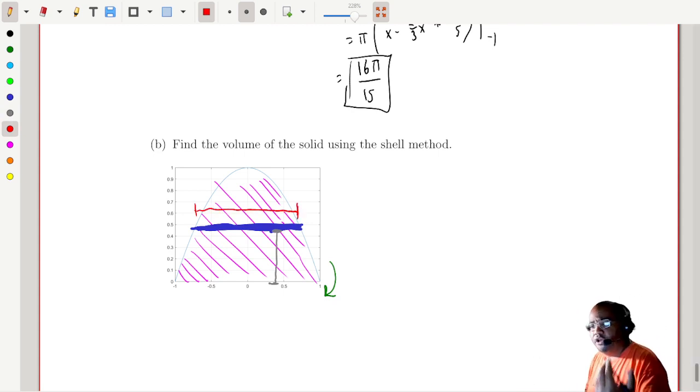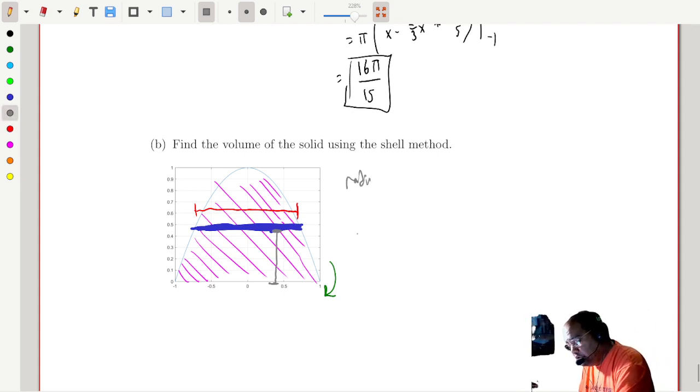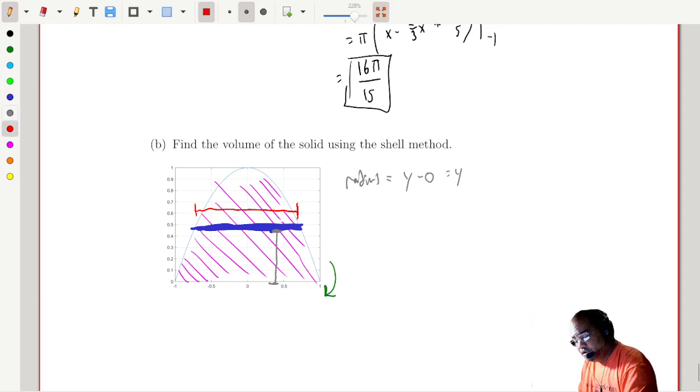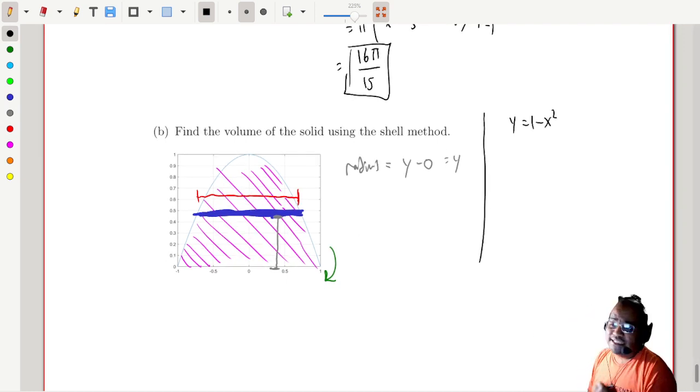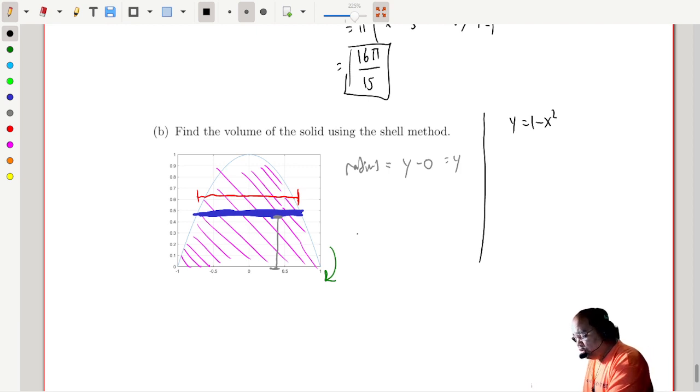Shell radius. If you've been following along, it should be pretty easy to see. Shell radius here is the distance from the strip to the axis of rotation. The strip is variable at y. That's at the top, and at the bottom we have y equals 0. It's fixed. And the shell height is going to take some work. First, we're going to take our y equals 1 minus x squared and write this as x equals a function of y. So we subtract 1, multiply by -1, take a square root.